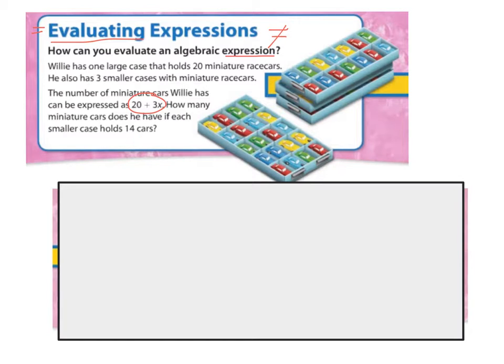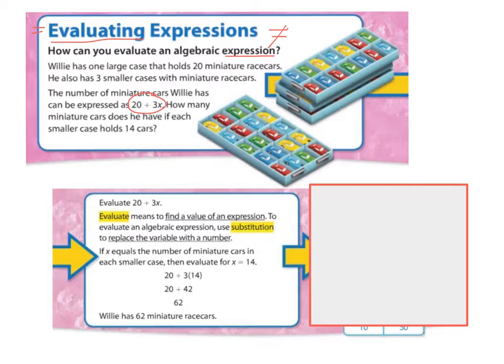So now they told us what goes in as x, and this is the whole lesson. When they give us a number, can I substitute it for the variable and find out what it is equal to? Can I evaluate it? Can I find out what it's equal to? So now we are evaluating 20 plus 3x, and they told us what's going to go in for x. Evaluate means to find a value of an expression, and my own Mr. C terms are to find out what it's equal to. To evaluate an algebraic expression, use substitution to replace the variable with a number. Both of these words will be in your vocab notes in the next slide, so don't worry about that.